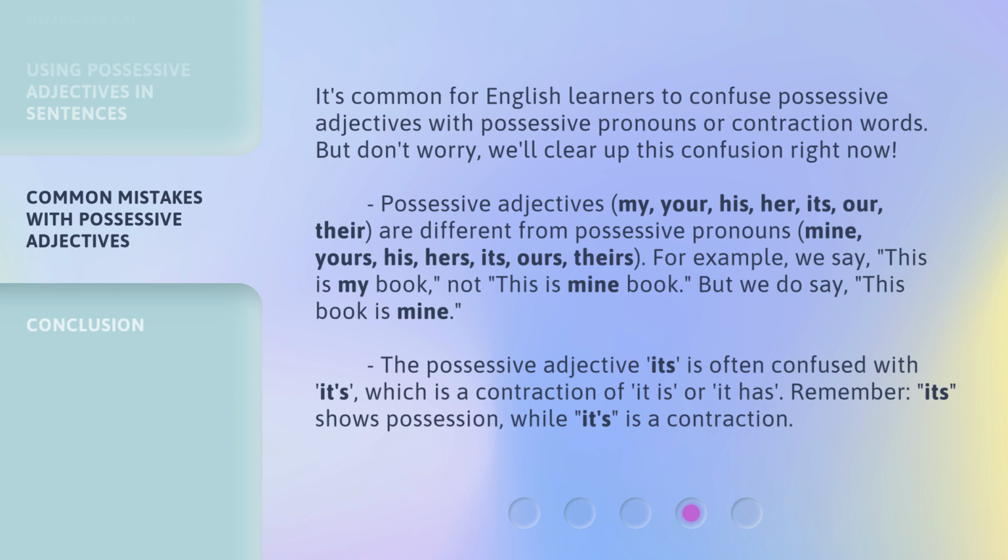The possessive adjective, its, is often confused with it's, which is a contraction of it is or it has. Remember, its shows possession, while it's is a contraction.